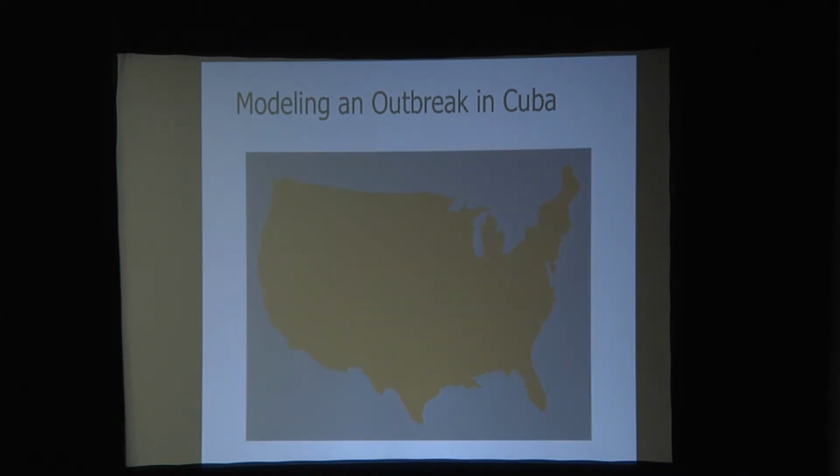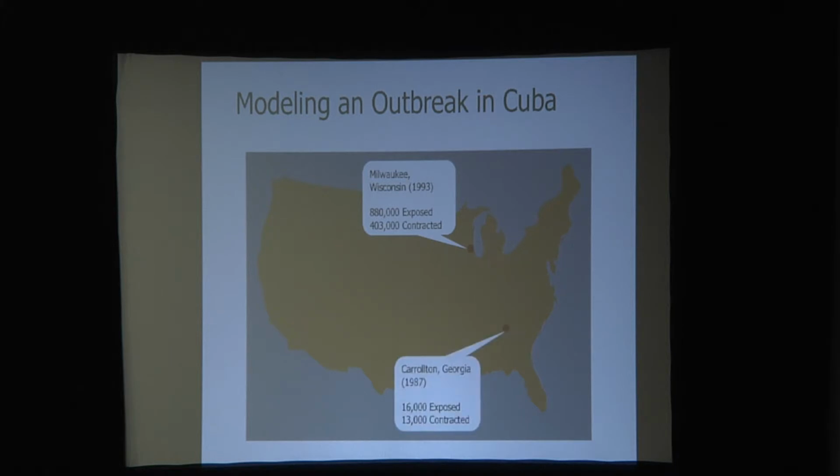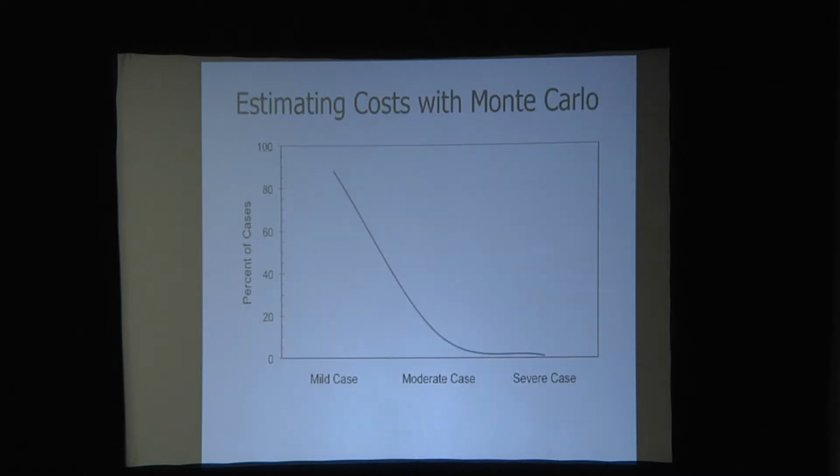And the two cases we decided to use were one in Milwaukee, Wisconsin, in which some 403,000 people were sickened with a waterborne disease called cryptosporidium, which was caused in very simple terms by the contamination of drinking water supplies with cow feces, and a case in Carrollton, Georgia, in which 13,000 mostly young adults at a summer camp were sickened with a bacteria in untreated well water.